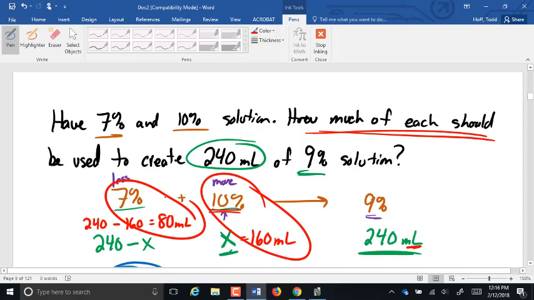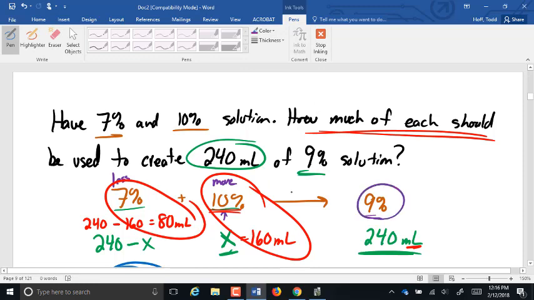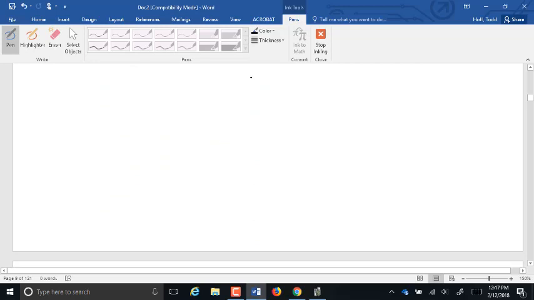So now a little flashback. Remember at the beginning we said, because the result, 9%, is closer to the 10%, it'll take more of the 10% and less of the 7%. And that rings true here. We have 160 milliliters of 10% and only 80 milliliters of the 7%. There are a lot of applications for this type of formula. You know, this application here of solution mixtures or combining mixtures in the medical fields is just one of them. Another application we have is in investments.